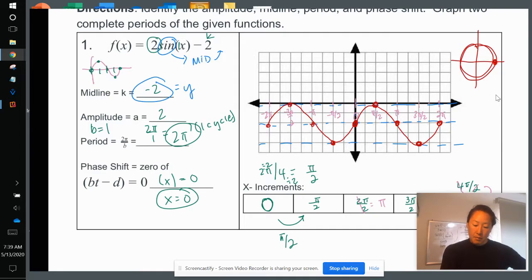At time pi over 2, you're at the highest point of your graph. Time pi, back to the midline. Look, see the midline? Okay. Time 3 pi over 2, right here. You're at the lowest point of your circle. And then back to the midline. Okay, so that's what we're modeling here, the height. The sine is the height of the units of the circle, basically.